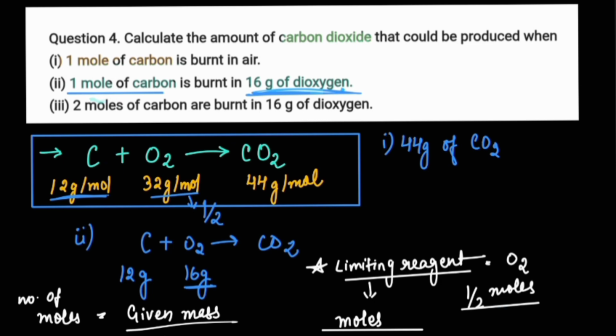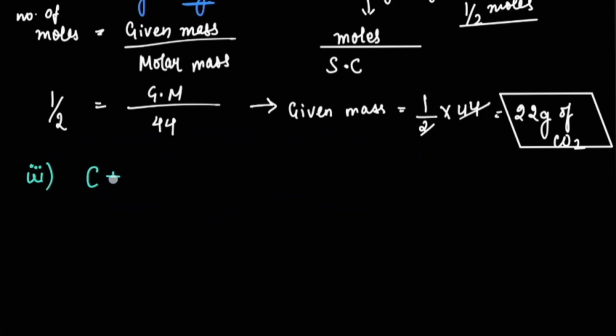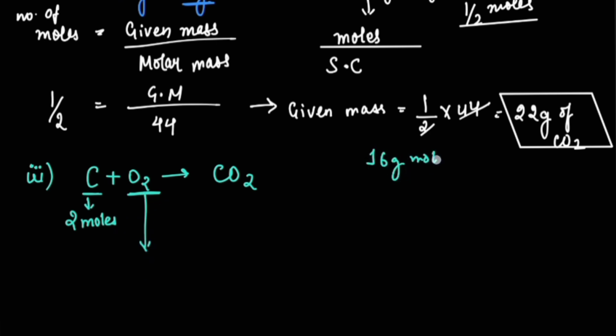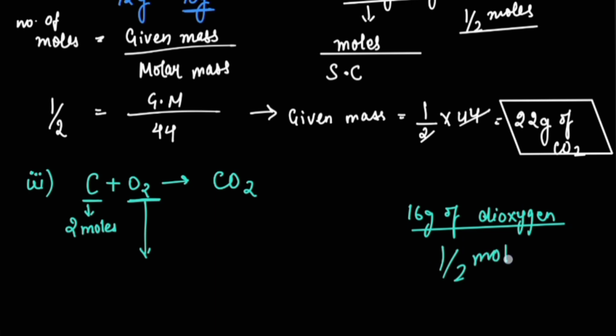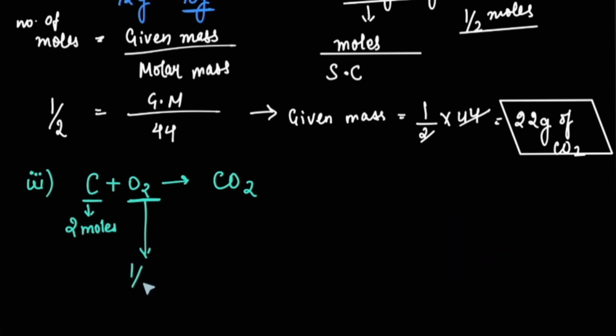Now, our third subpart says 2 moles of carbon are burnt in 16 gram of dioxygen. Now we'll again write the reaction C plus O2 gives us CO2, but this time we have 2 moles of carbon and 16 gram of oxygen, which is again half a mole. But this time we'll again check the limiting reagent, since it's clear that we have 2 moles and half a mole. So O2 has a lesser amount of moles. Therefore, O2 will be the limiting reagent.